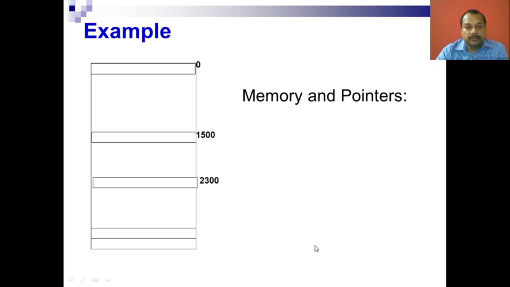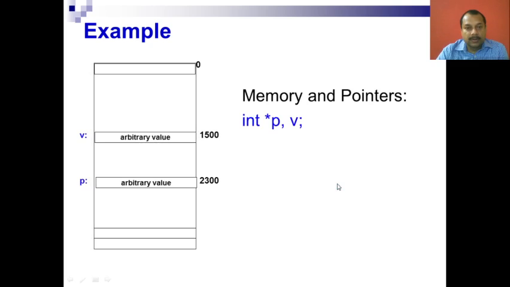In pictorial view, what I discussed so far is like this: this is a memory bank. This is the 0th position and the memory address increases this way. Let us assume this is 1500 position and this is 2300 position. We will be focusing on these two regions only. Let us declare two variables, int star p comma v. In both cases, it will require 4 bytes, because 4 bytes are required to store that integer v, and 4 bytes are required to store an unsigned integer, the pointer here.